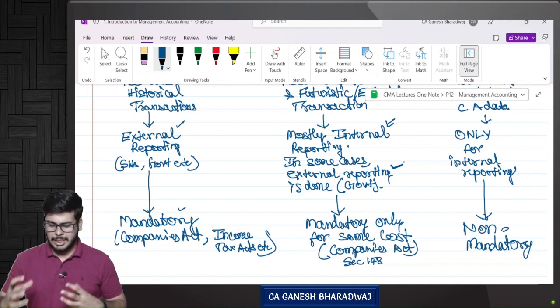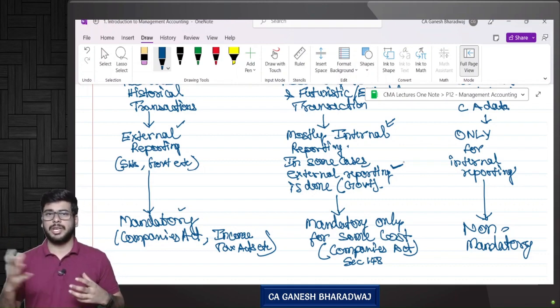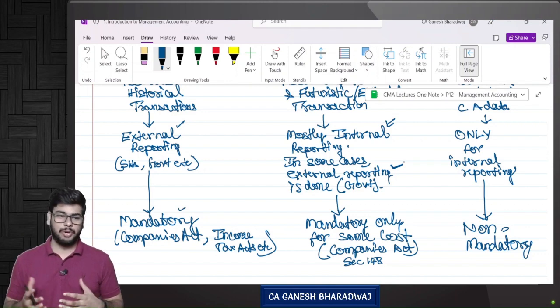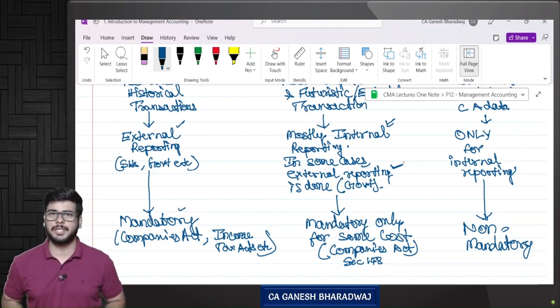Now, sir, you have explained what data is utilized for each of the branches of accounting, to whom the reporting gets done, whether it's mandatory or not. But first, what is management accounting? That you have not explained. No, sir. Yes, I'm going to explain right now.